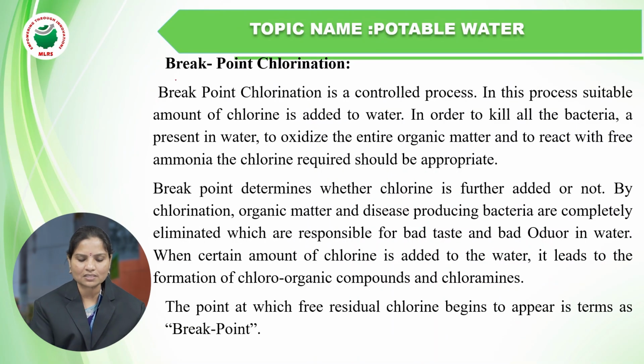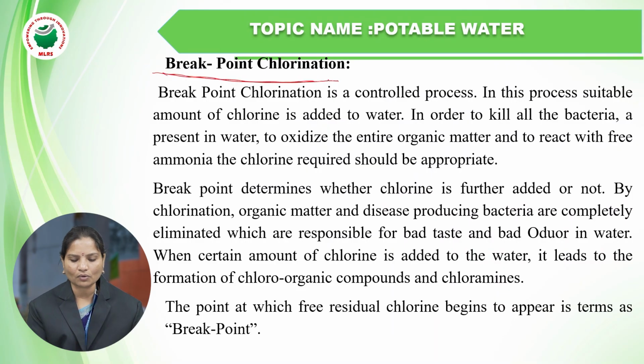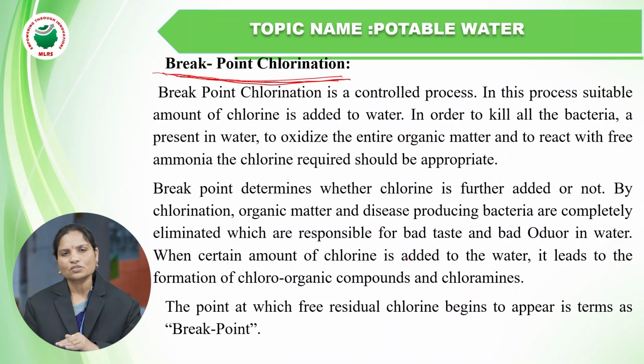Then go to the last step in our potable water steps, breakpoint chlorination. What is meant by breakpoint chlorination? It is a controlled process. It is done in a controlled manner that we utilize in our chlorination process. Before, we know the chlorination process. What is chlorination? Passing chlorine into the water to destroy the germs or bacteria in that water is chlorination.